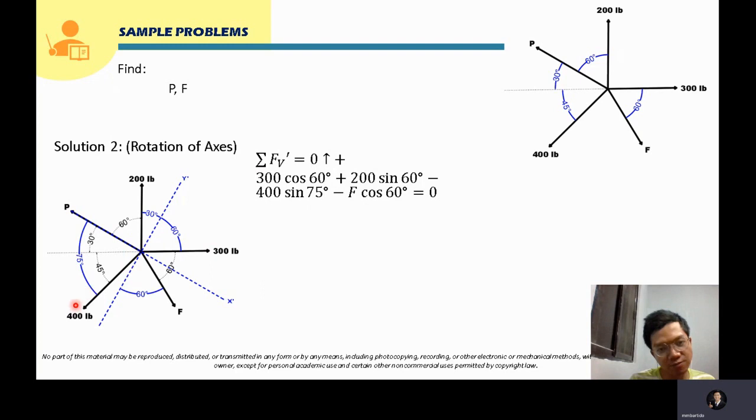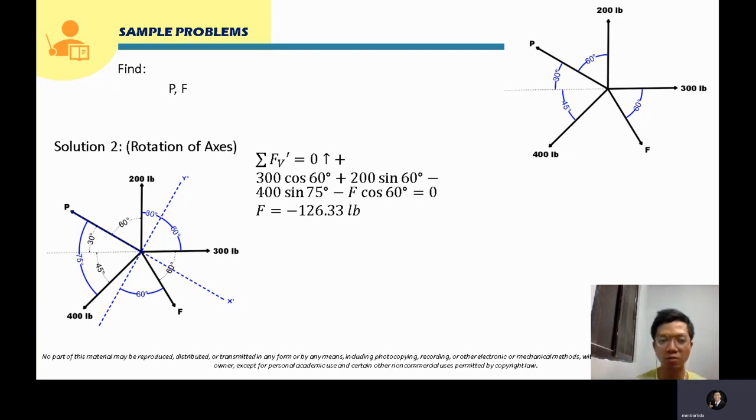Now for the 400-pound force, its vertical component is 400 sine 75 degrees, and this is directed downward, so it will be negative here. Now for force F, its vertical component, since the angle is here, will be F cosine 60 degrees. And this is directed downward, it will be negative here. So we can directly solve for F. Solving for F, we just transpose negative F cosine 60 degrees to the right side.